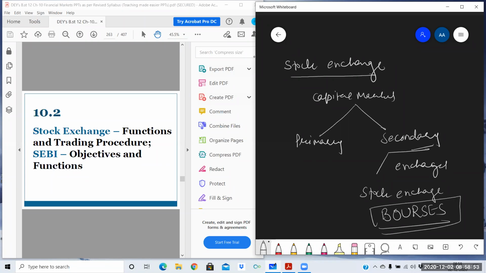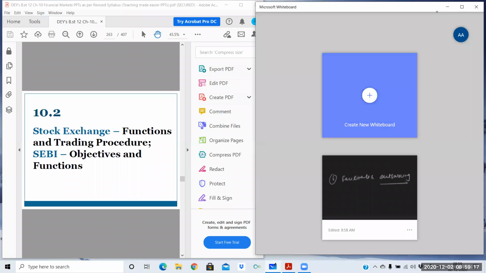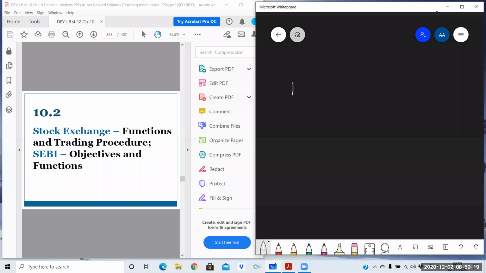So stock exchange is known as secondary market or the bourses, and it deals in the securities which are already existing securities, we can say. So it helps in the buying and selling of the securities. It helps in the exchanging of the securities. So basically it is providing a platform. How does it provide a platform?